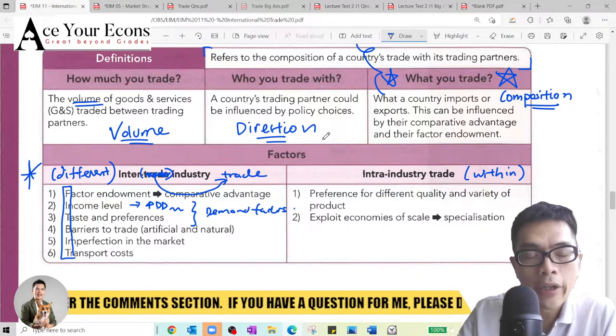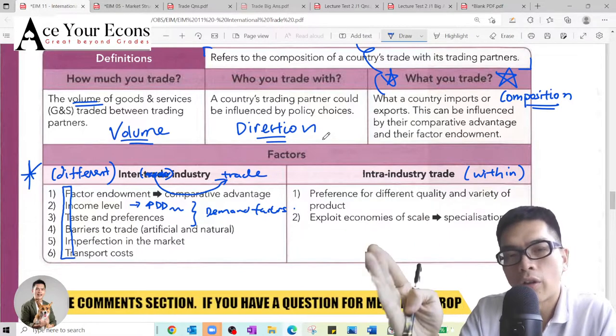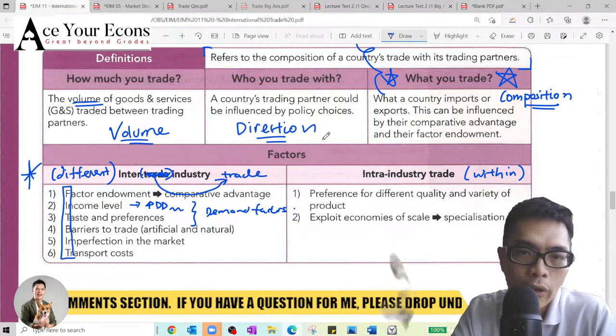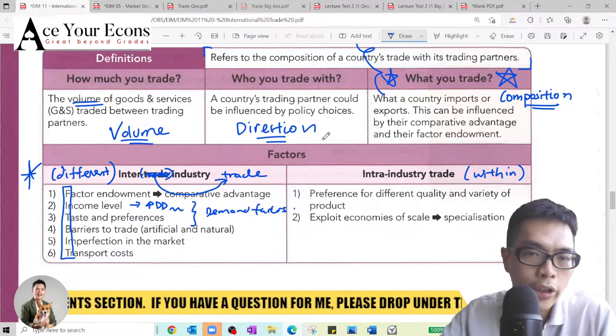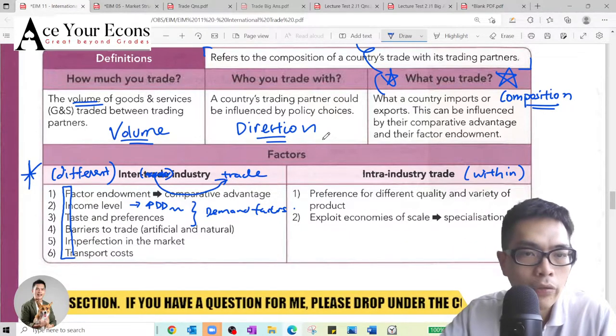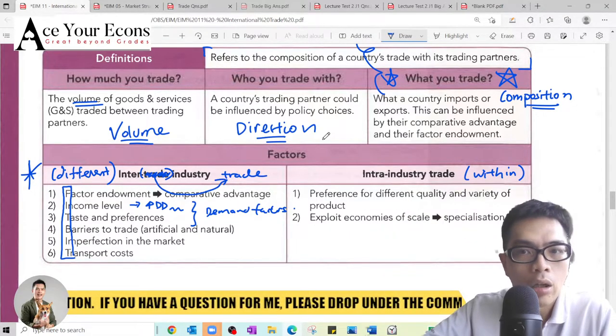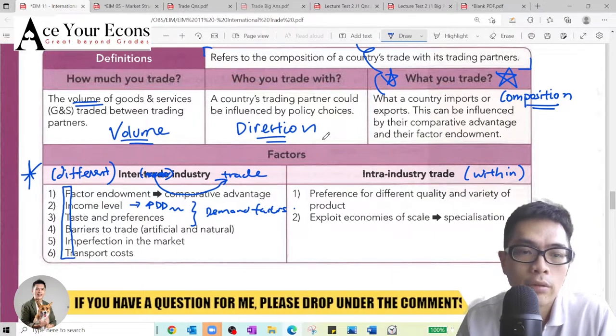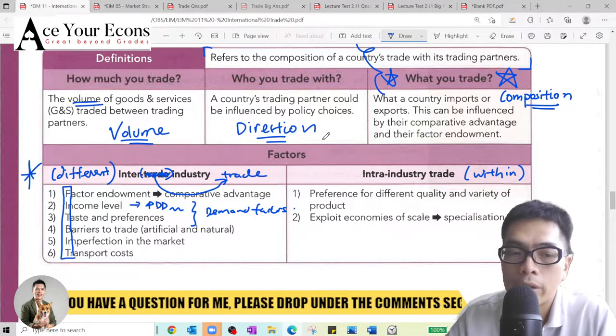Okay, and this will affect the volume of your trade. First of all, I decide that I don't want to deal with you. So there will be no direction of goods and services going to and fro. And then your volume and your composition is going to fall as a result. So this is how we want to play with barriers to trade.